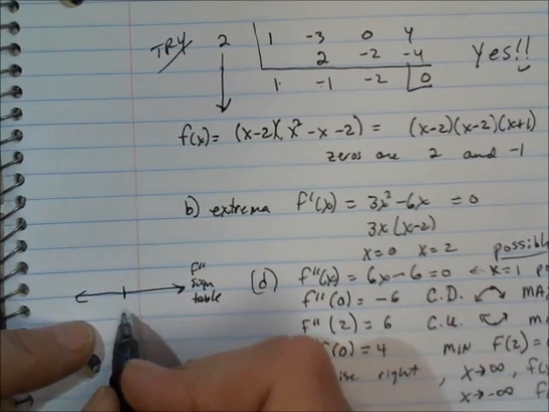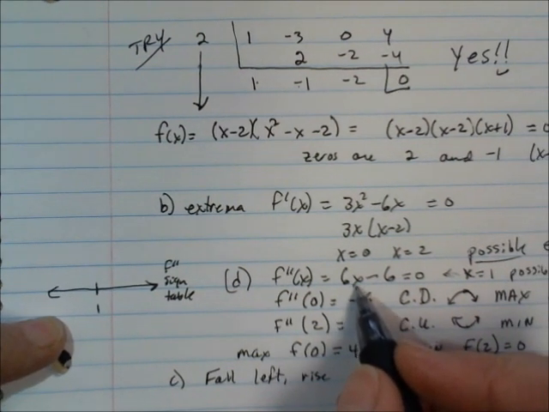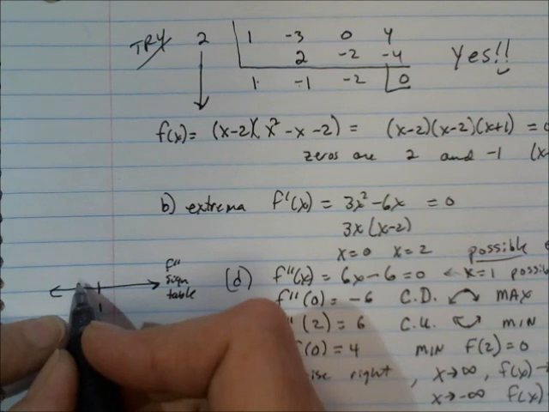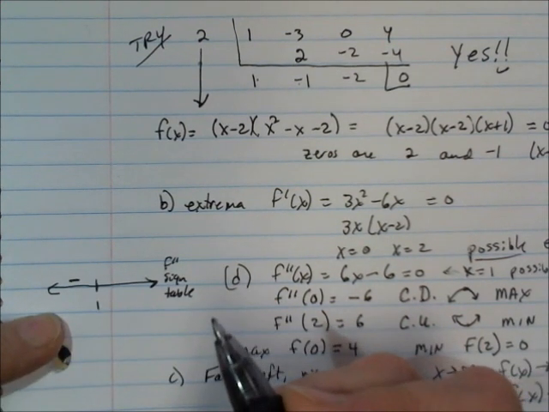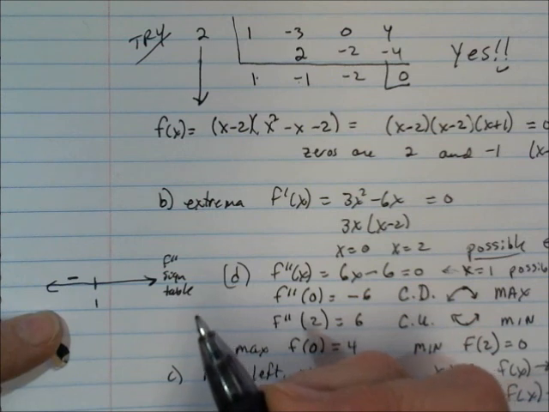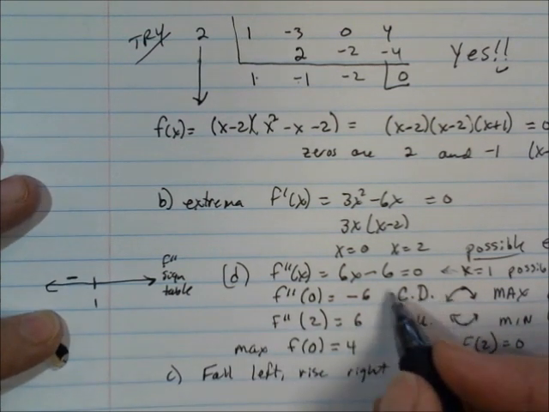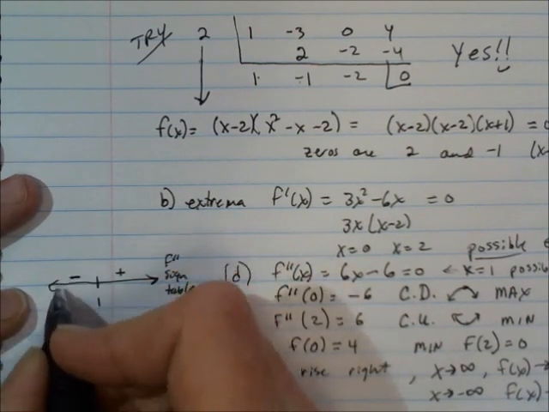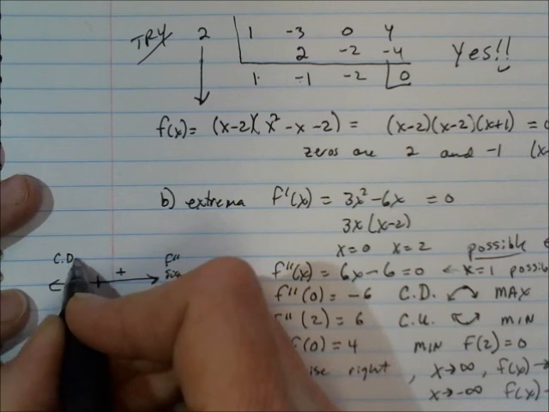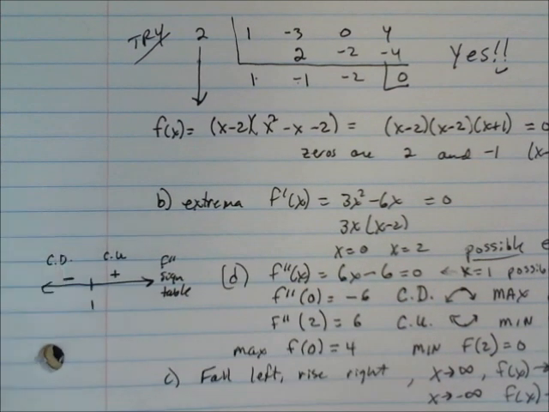So when x is less than 1, when x is negative, you're going to have negative values here. So this would mean that it's going to be concave down for x values less than 1. And when you put in a number that's greater than 1, it's going to be positive. So this part here is concave down. This part is concave up. So x equals 1 is an inflection point.